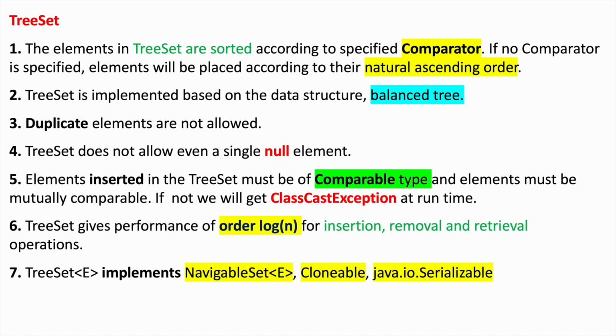As we know, every collection class implements Cloneable and Serializable interfaces. In the same way, TreeSet also implements Cloneable and Serializable interfaces. So these are all the properties of TreeSet. The elements will be ordered according to a specified comparator or the default natural sorting order. The implemented data structure is a balanced tree. Duplicate elements won't be allowed. Null insertion is not possible. The elements we are planning to add into the TreeSet must be comparable and homogeneous. It will take order of log n for all the operations. And TreeSet implements Cloneable, Serializable and NavigableSet.